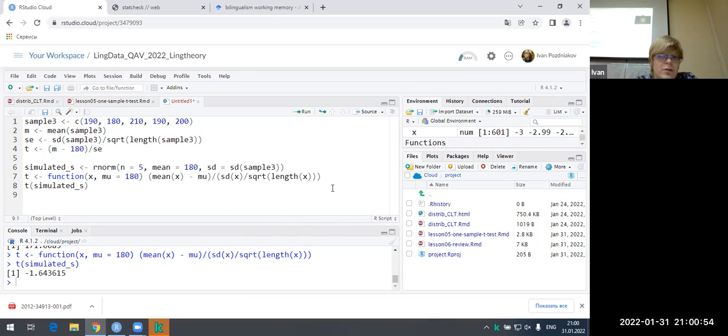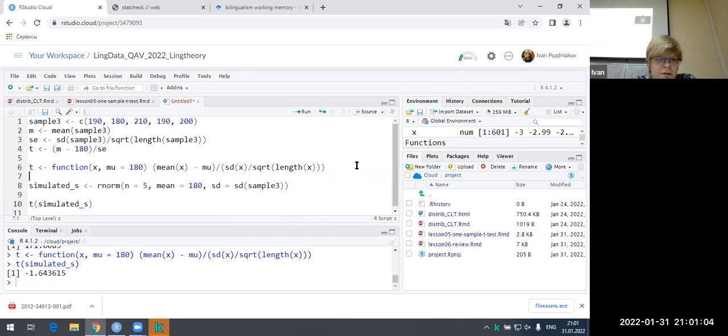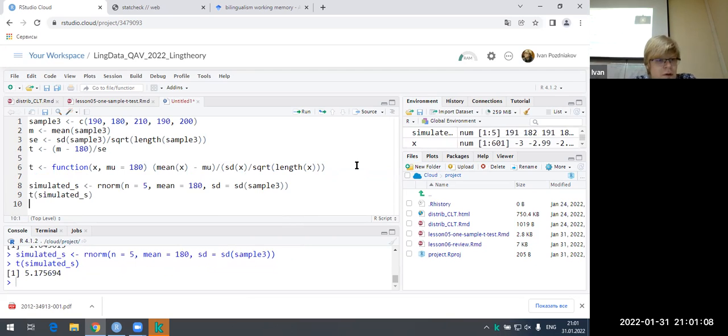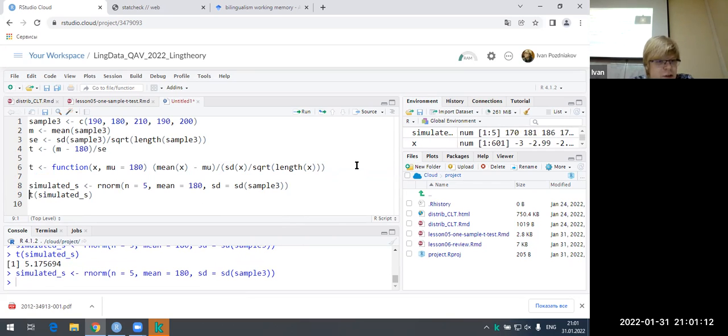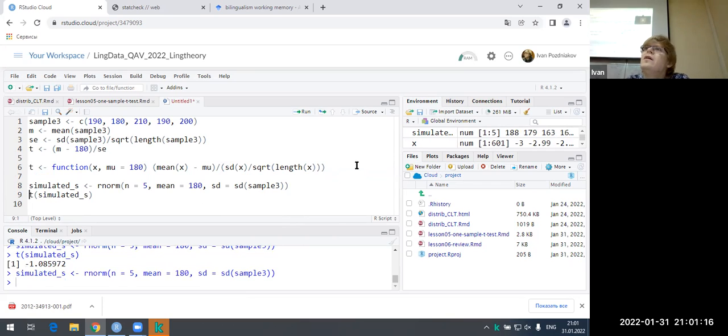We can draw another simulation, and we'll get another statistic. Oh, 5 and something. Cool. It's actually quite rare, I think. Minus 1. Yep.